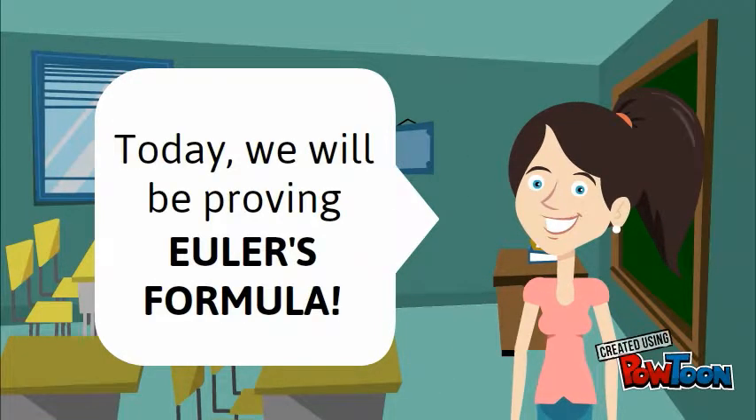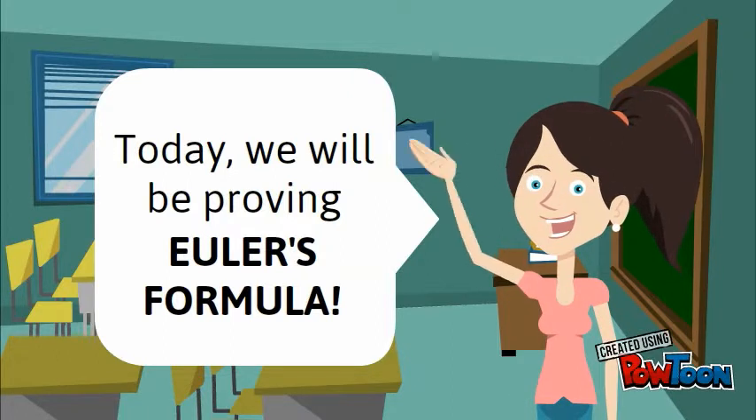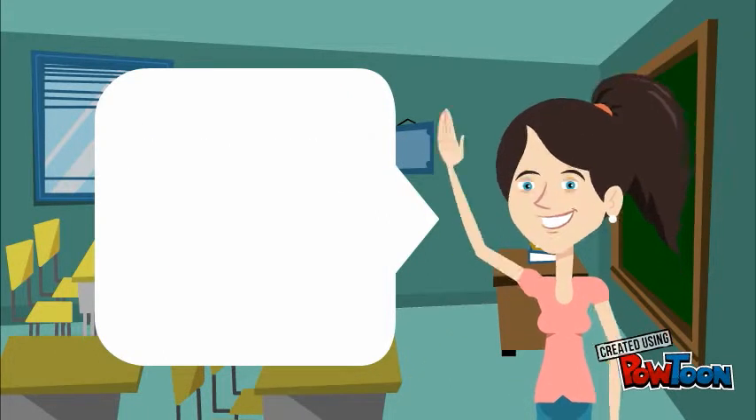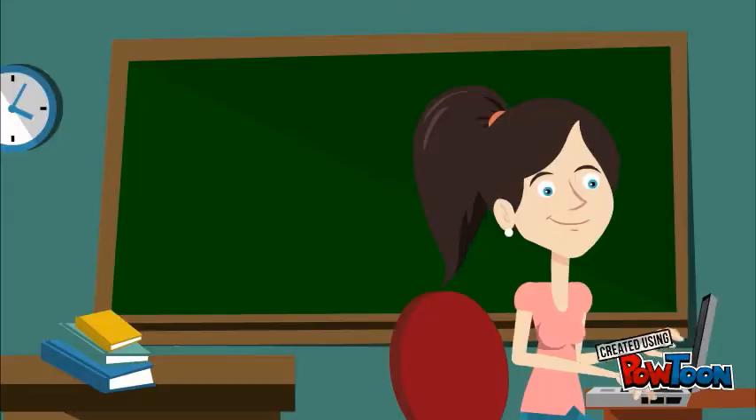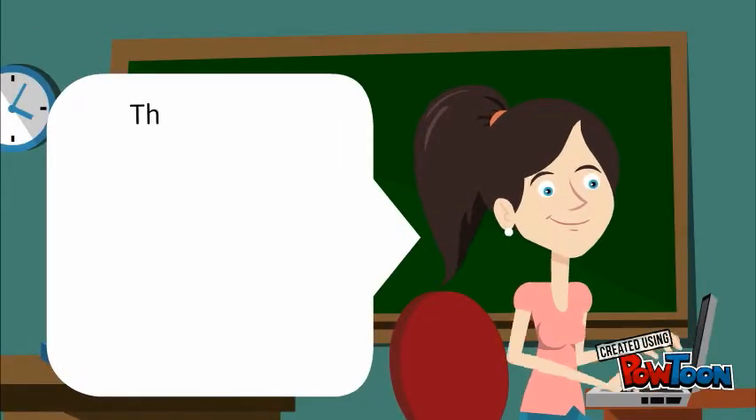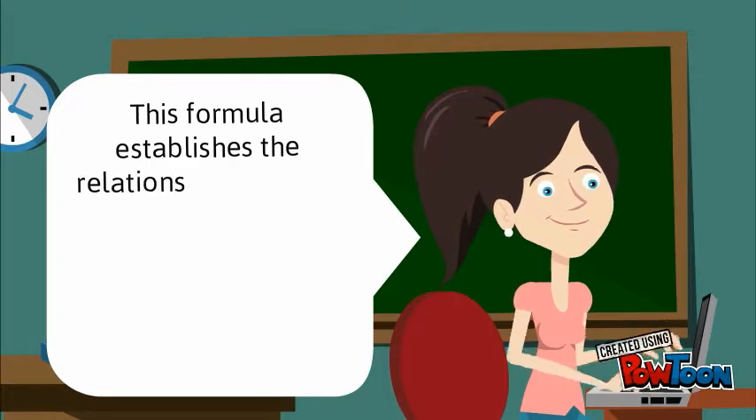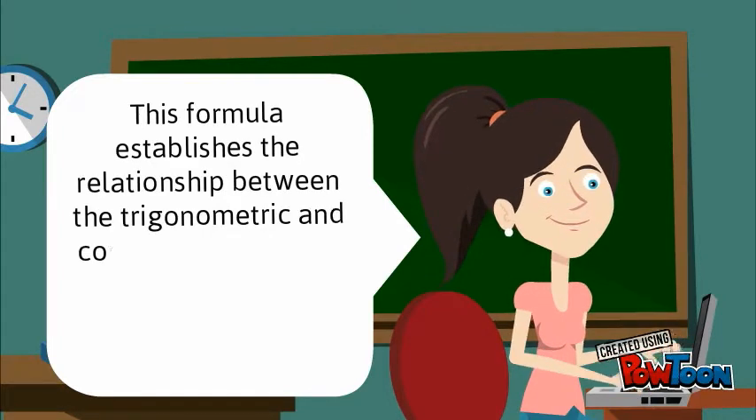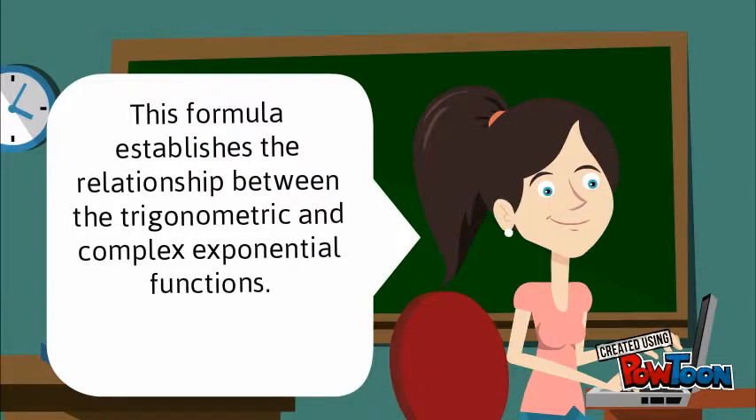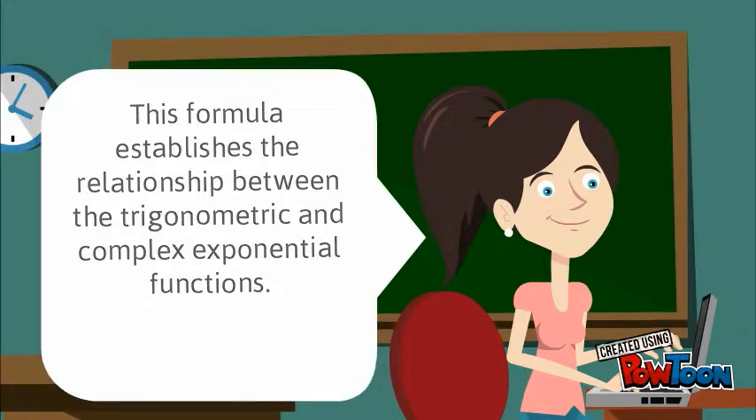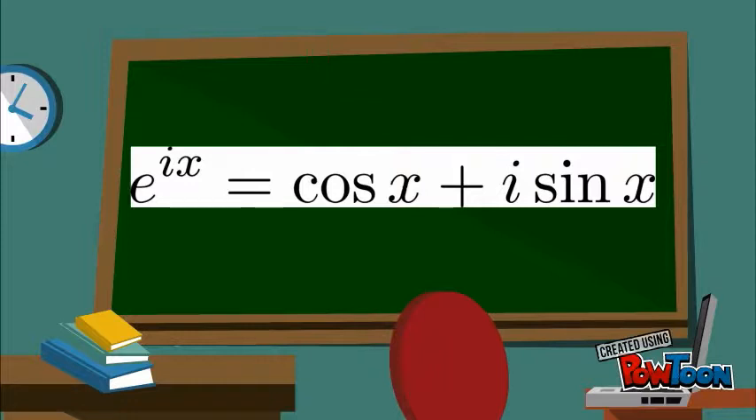Today, we are going to be proving one of Euler's most important contributions to mathematics, Euler's formula. Essentially, Euler's formula establishes the relationship between two groups of functions, the trig functions and the complex exponents. In the easiest to understand notation, this is the function.